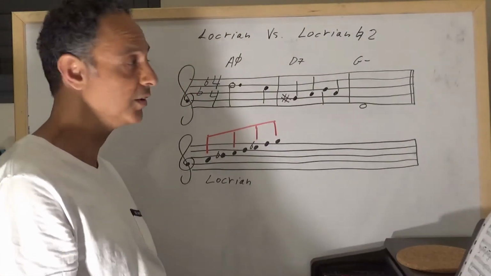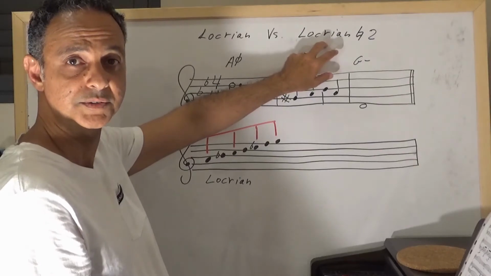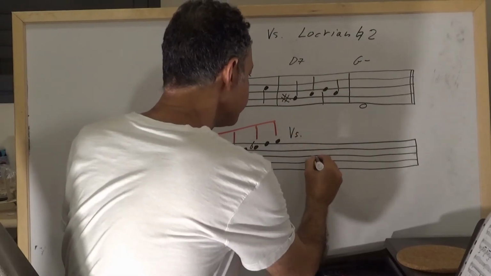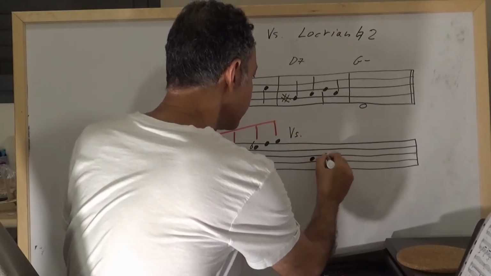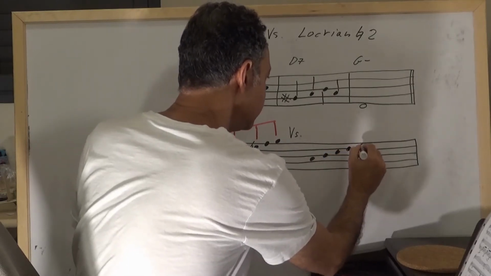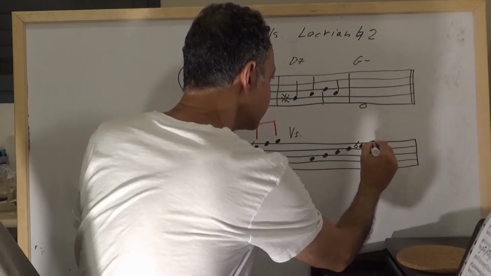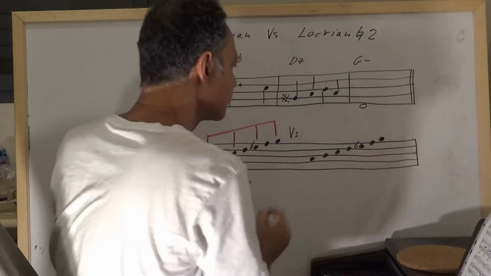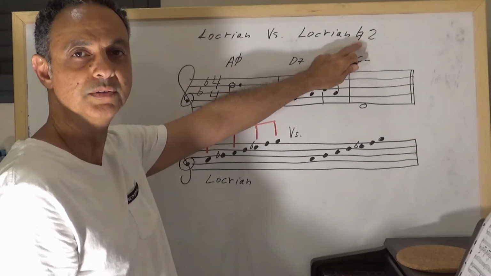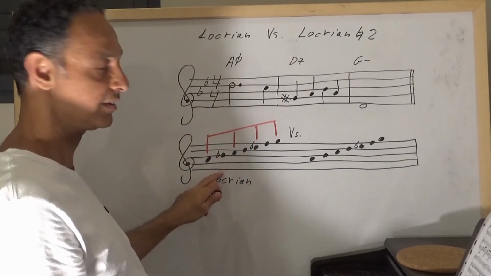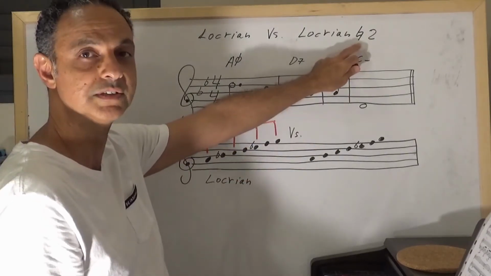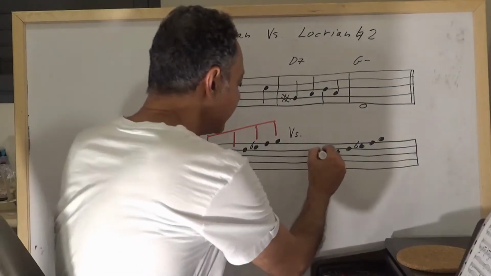Now let's write down the notes of the Locrian natural 2. So it's going to be A, B, C, D, E flat, F and G. So basically the only difference is scale degree number 2. Instead of having the B flat, the flat 2, we have a natural 2. So it's going to be B natural.